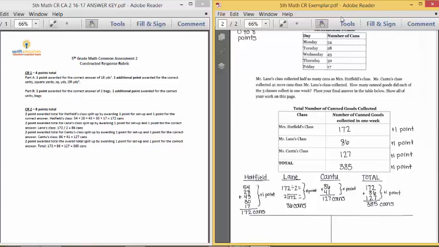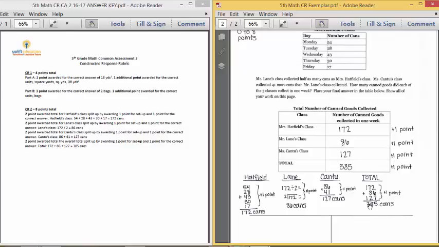So Mrs. Hatfield, you just add all that they collected in a week to get 172. Mr. Lane's class collected half as many as Mrs. Hatfield, so you divide hers in half to get 86. Miss Cantu collected 41 more than Mr. Lane, so they would need to add 86 plus 41 in order to get the correct answer. And then finally, they would need to set this up correctly to get the correct answer down below.